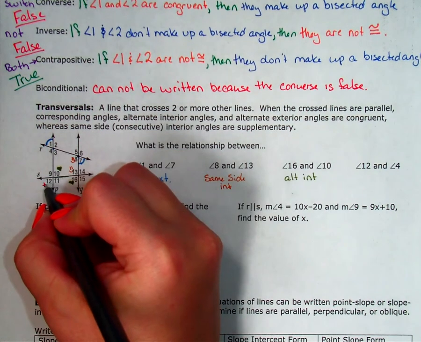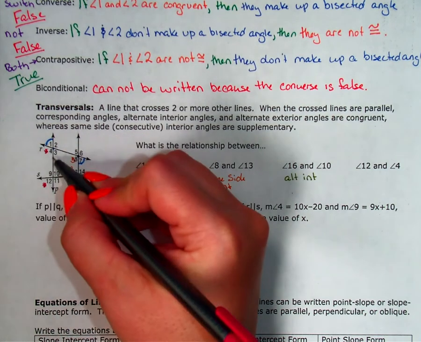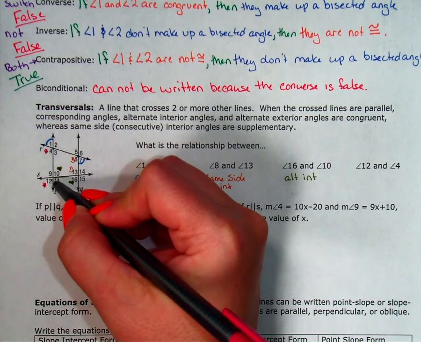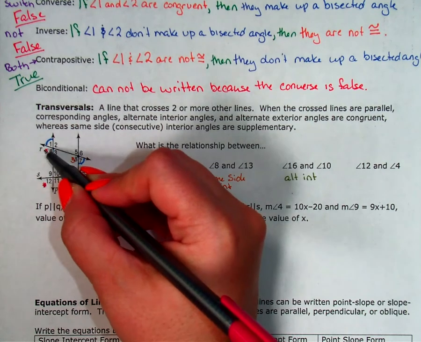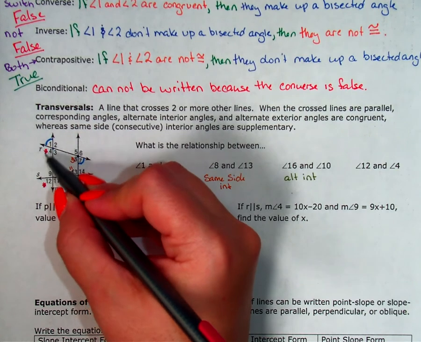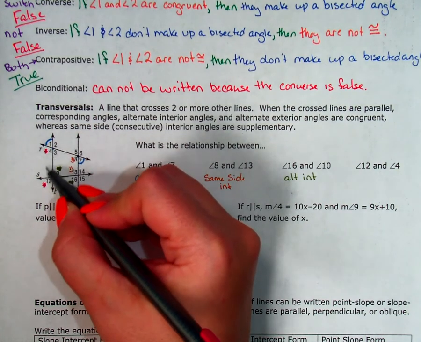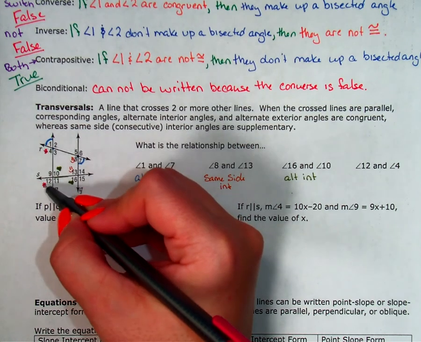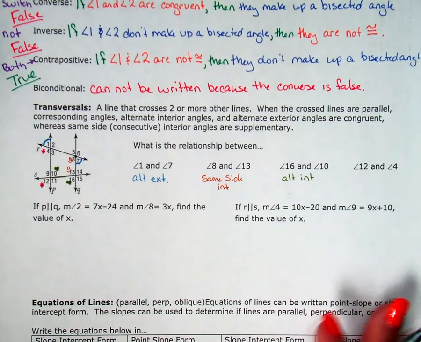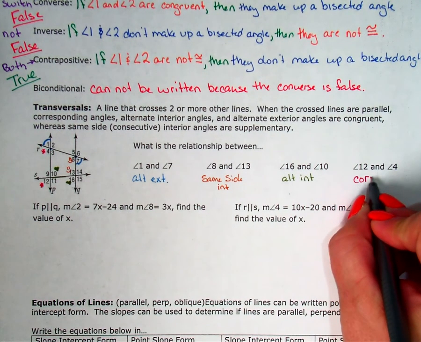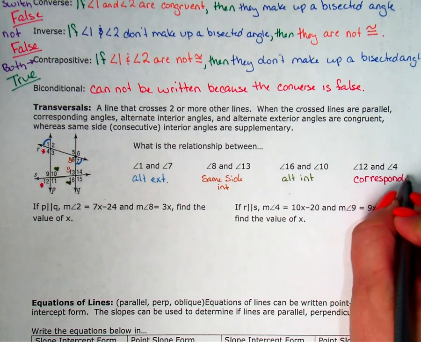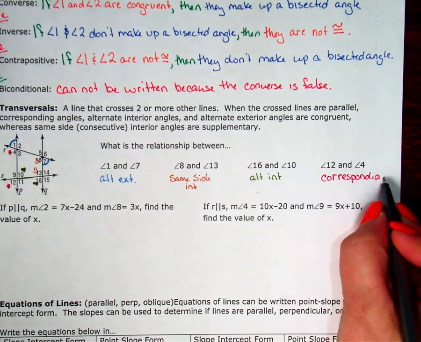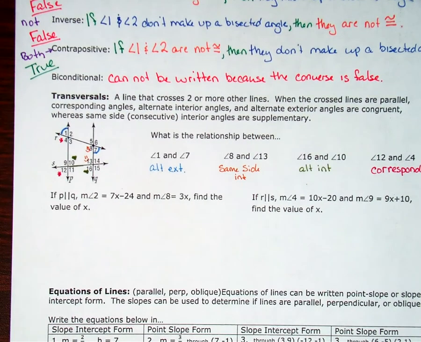The last one I'm going to look at is 12 and 4. So 12 is here and 4 is here. To get from one to the other, line P is my transversal. They're both on the left side, so they're on the same side, but they're not same side interior because that would be 4 and 9. They're also both below the two crossed lines, so they are in corresponding positions. Again, we have no way of knowing if they're congruent or not because we don't know if we have parallel lines.